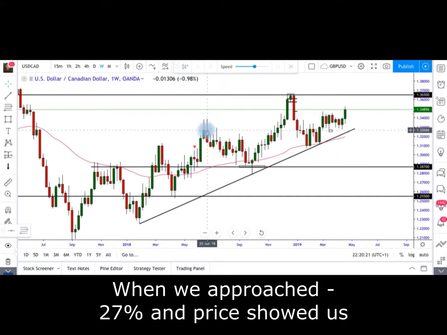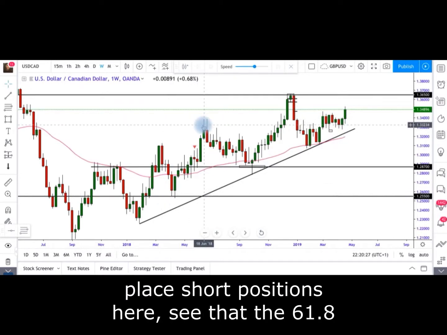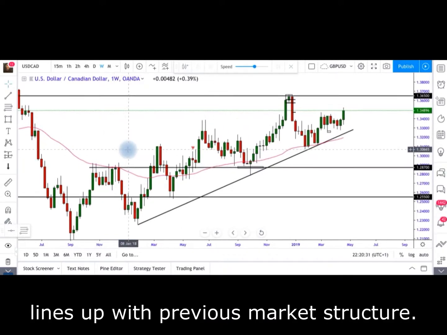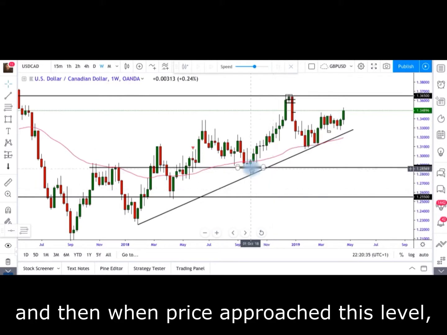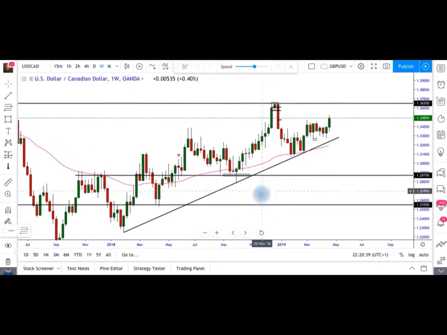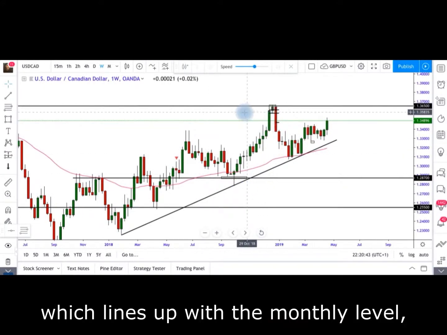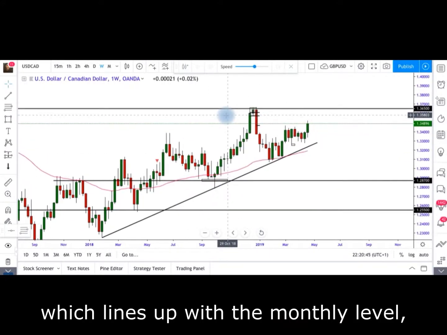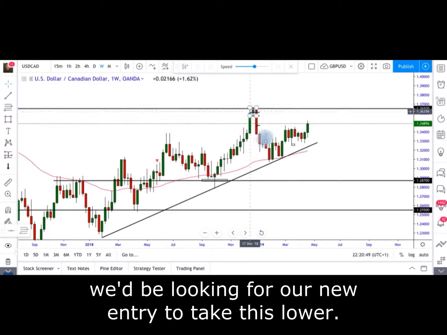When we approached -27% and price showed us that it stopped, we apply a fib from here to here, place short positions here, see that the 61.8 lines up with previous market structure. That would be our take profit for our short position. And then when price approached this level, we would then be executing our next long position, and we would simply be targeting the -27% again, which lines up with the monthly level. And then when we approach this level here, we'd be looking for our new entry to take this lower.